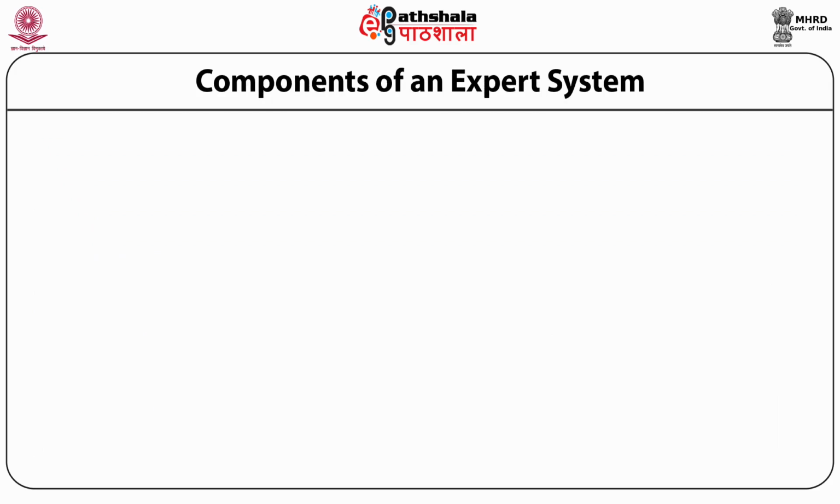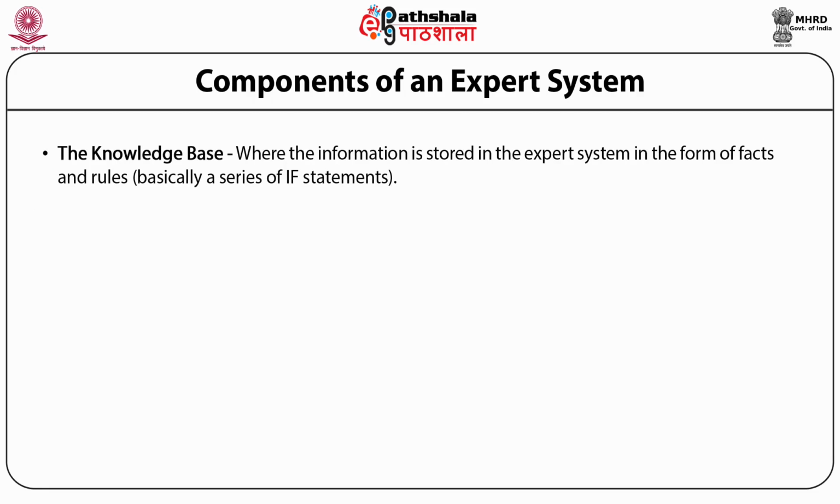Components of an expert system. First and foremost, the knowledge base. It is here that the information is stored in the expert system in the form of facts and rules. Basically, these are a series of if statements. This is where the programmer writes the code for the expert system.